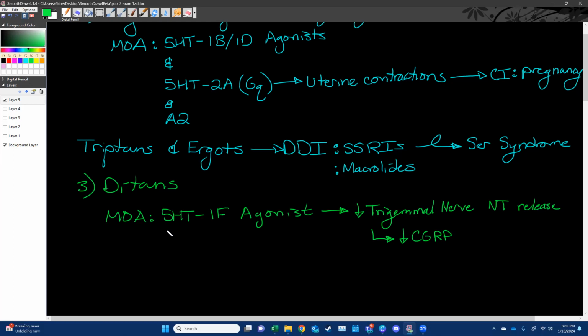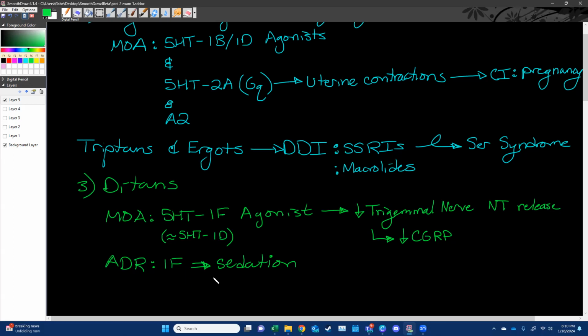Sorry, I said similar to 1B. It should be similar to 1D. Very, very similar. One of the important differences between the triptans and the ditans, however, is that 1F is heavily implicated in sedation. For whatever reason, I can't remember it off the top of my head. Oh, methergine. I'll talk about that in a second. 1F just causes this intense sedation.